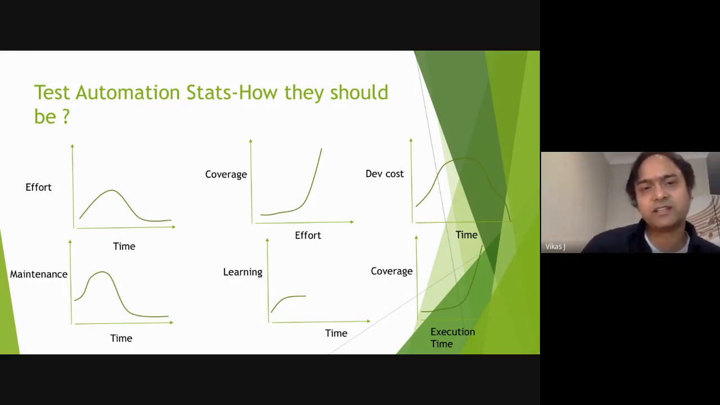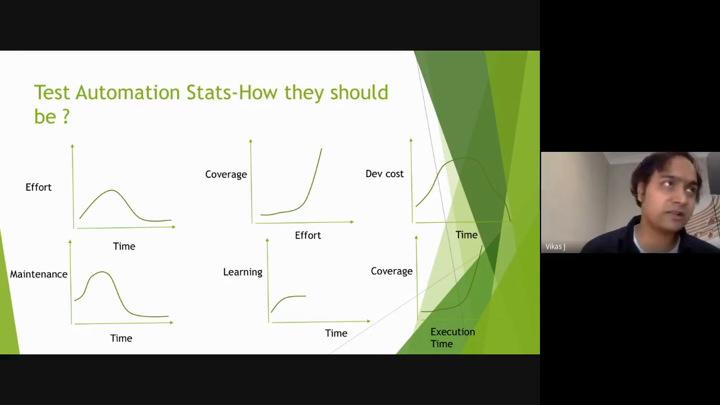And that eventually converts into the next graph. The coverage can keep on increasing. I have cut down my development cost, and I can focus on the coverage. Because of that, my coverage graph shoots up and my development cost goes down over a period of time. The maintenance cost goes down. The learning curve is small. This is based on a good design.